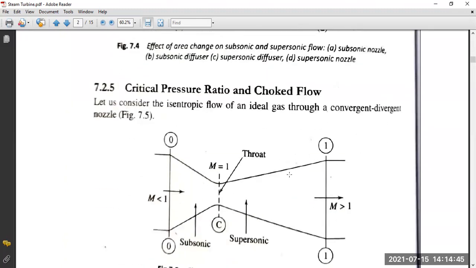Now let us go to the critical pressure ratio and choked flow. Let us consider the isentropic flow of an ideal gas through a convergent duct. So if the gas is ideal, it obeys the perfect gas equation, PV equals mRT, and the flow is isentropic.